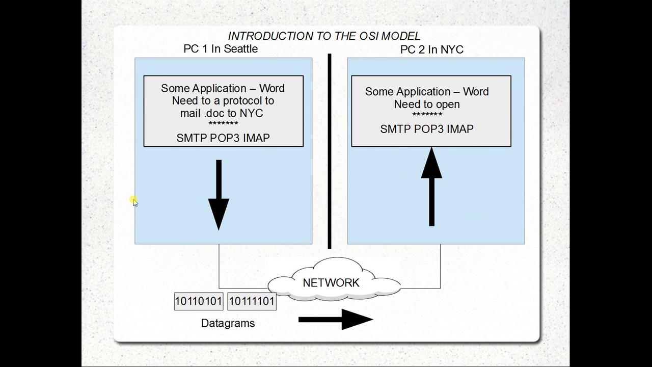So that's what we're going to look at: what's going on in this process. Here's the PC. This blue is the PC in Seattle, and this blue here is the PC2 in New York City, or server. Okay, so we're using some application, SMTP, POP3, IMAP, whatever application it is, and we're sending that down the PC and it's turning into ones and zeros, going over the network and into New York. Okay, we got that.